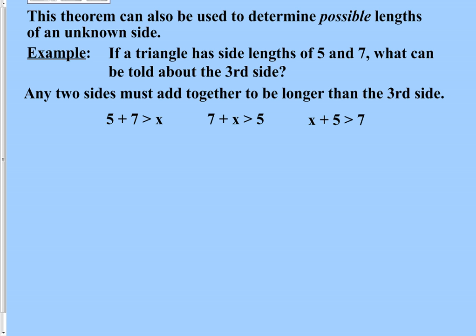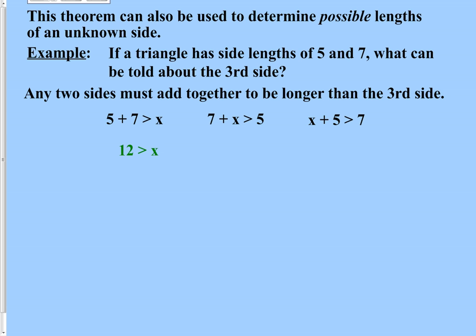On the left side, 5 plus 7 is 12. We have a statement that 12 is going to be greater than the value of x. Okay, so that is a restriction. Our side length must be smaller than 12.